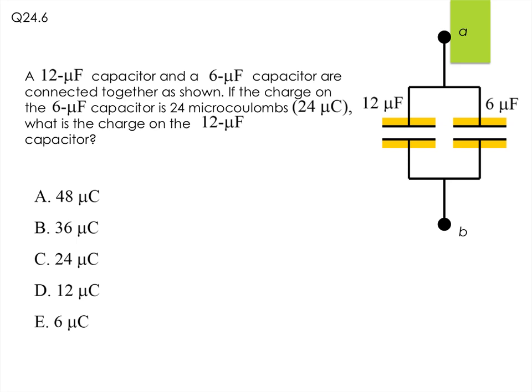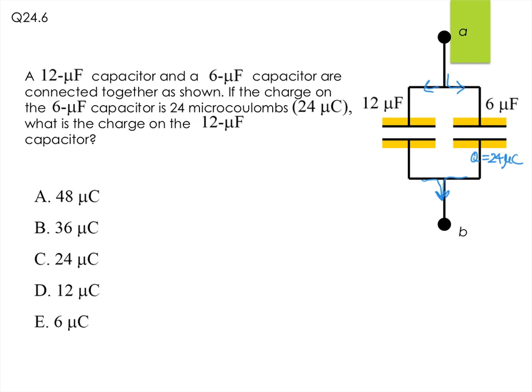All right, now we've connected the two capacitors in parallel because you can see that the wire splits and then comes back together after them. So these two are in parallel. We're told that the charge on the 6 microfarad capacitor is 24 microcoulombs. And it turns out that when capacitors are connected in parallel, they have the same voltage. They don't have the same charge.